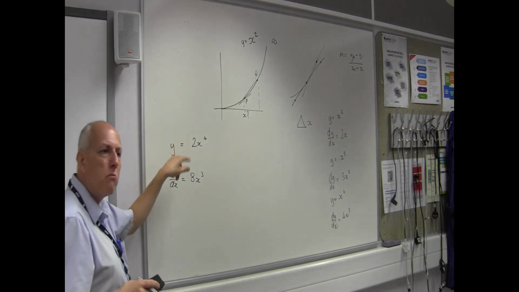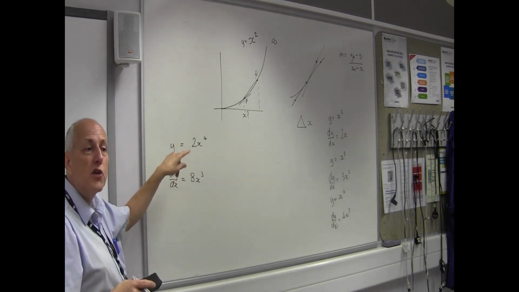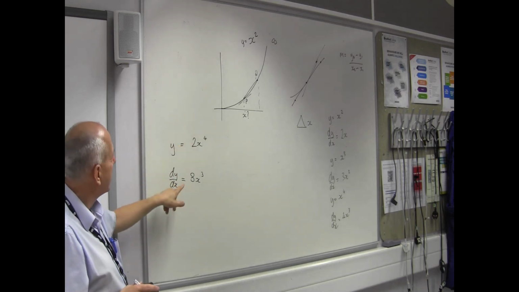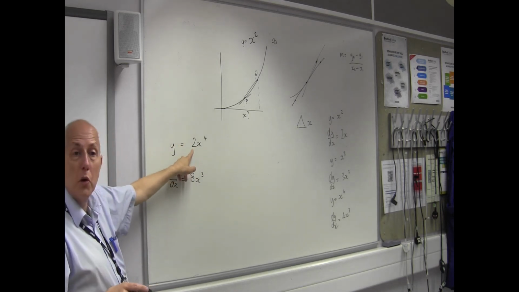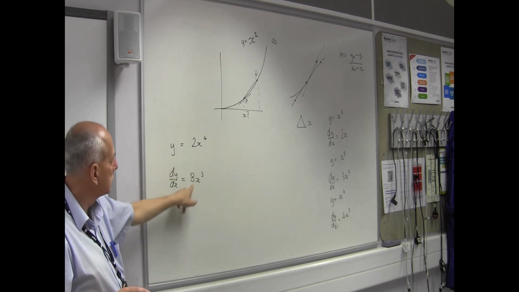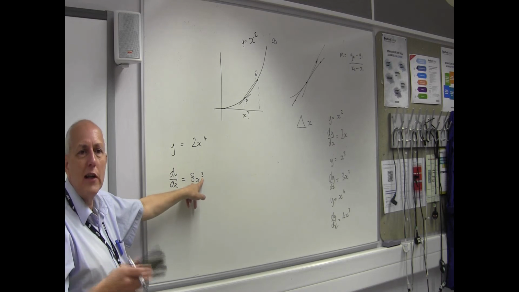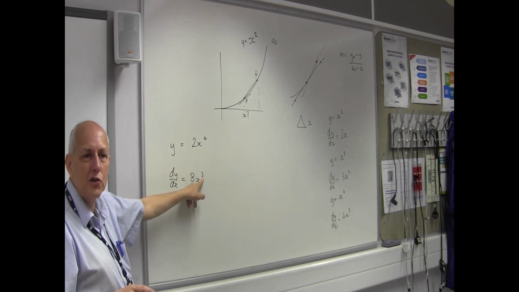You see what's happened, everyone? Have you got that? So I told you it was easy, didn't I? And I wasn't lying. So the power comes to the front and multiplies whatever's in the front, and then we take 1 from the power. So that's it now. That is differentiation. It's that simple.